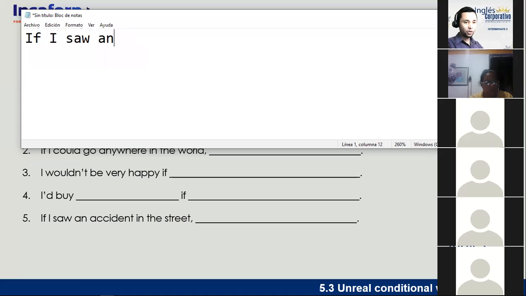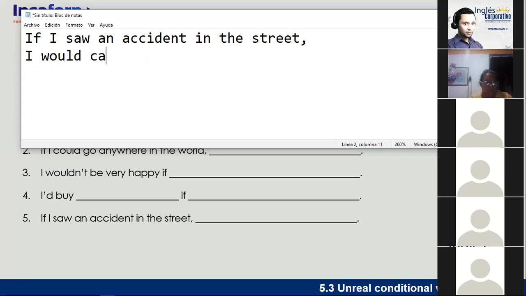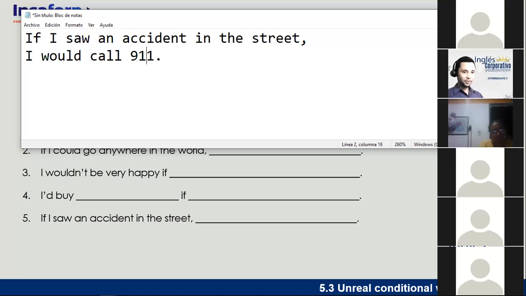If I saw an accident in the street, what would you do? What can you say to complete this sentence? I will call them. I will call 911. Okay. Yes, you can say that. If I saw an accident in the street, I will call 911. Okay, great. Another possible way to end the sentence, Ciro.